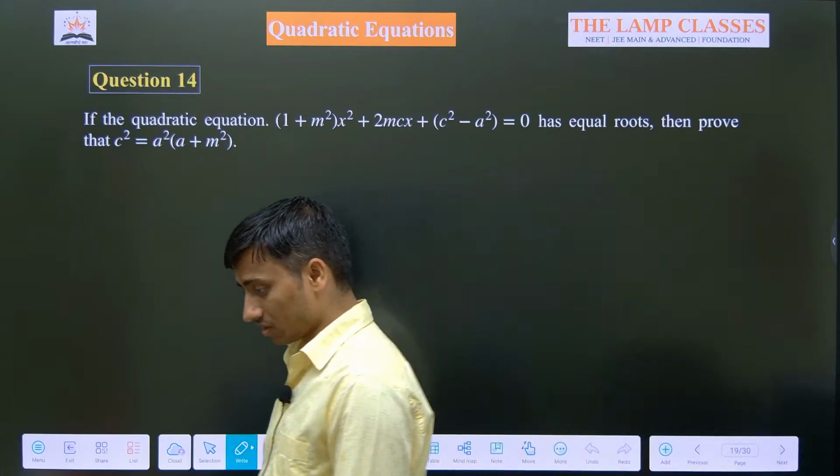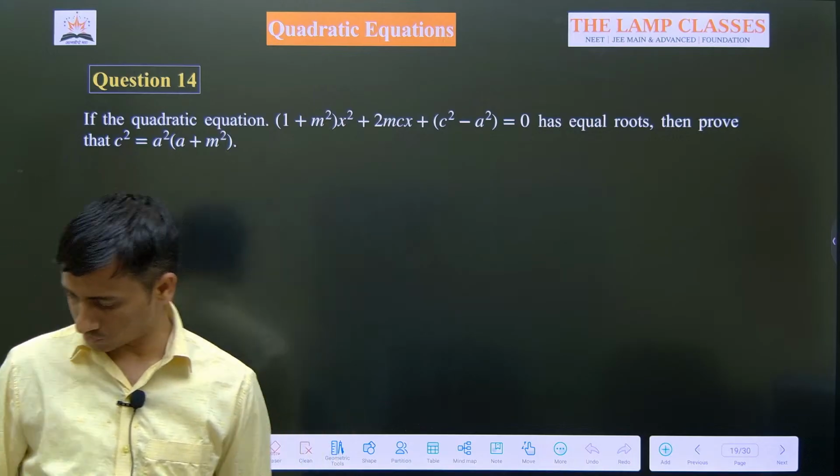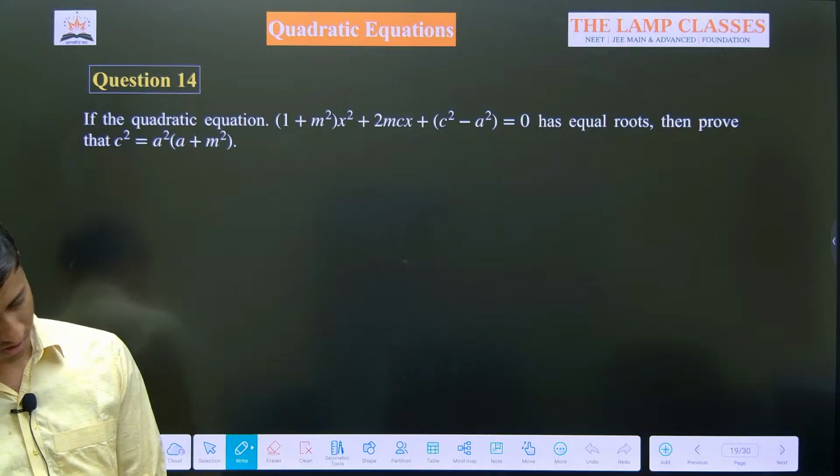So they ask a question based on the discriminant 0 so many times. So that's why we have taken more questions based on that concept.